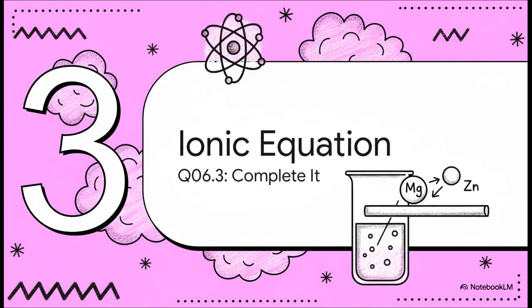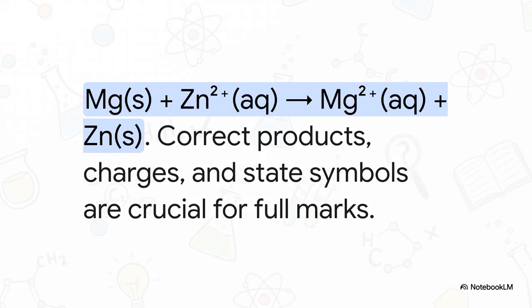All right, calculation done. Let's move on to the next part, which is worth 2 marks. We need to complete this ionic equation for magnesium displacing zinc. Just remember, with ionic equations, we're only interested in the particles that actually change during the reaction. And there it is, the perfect answer.